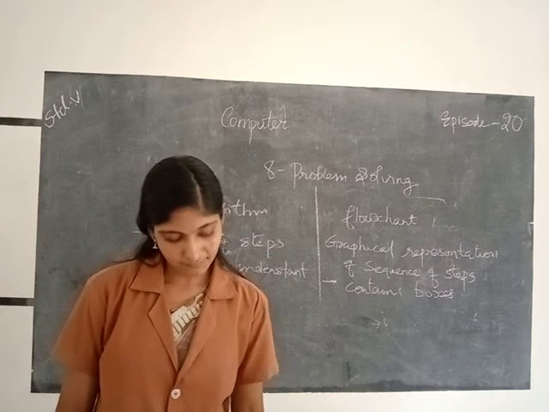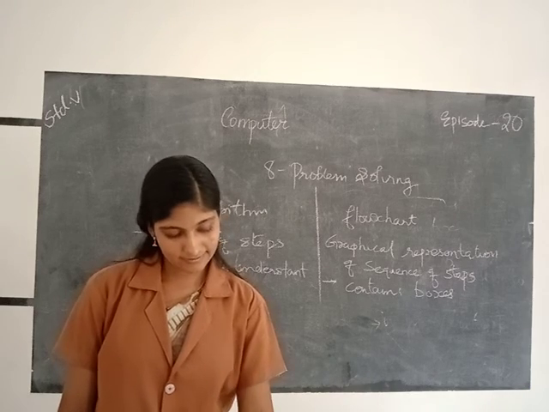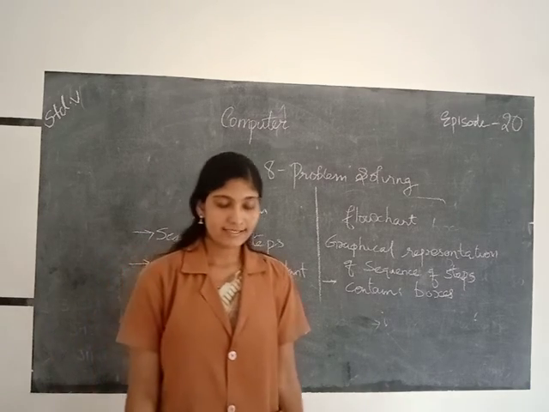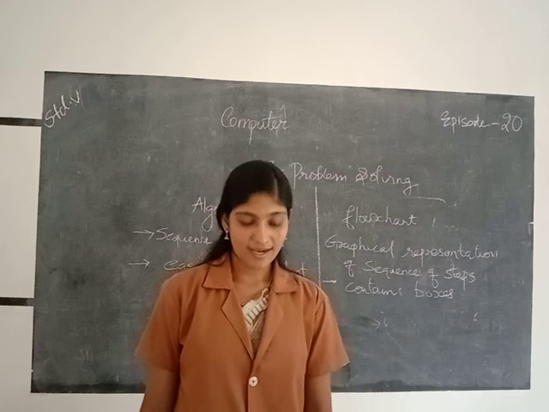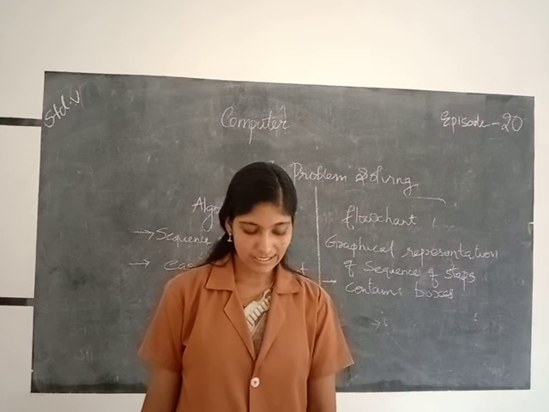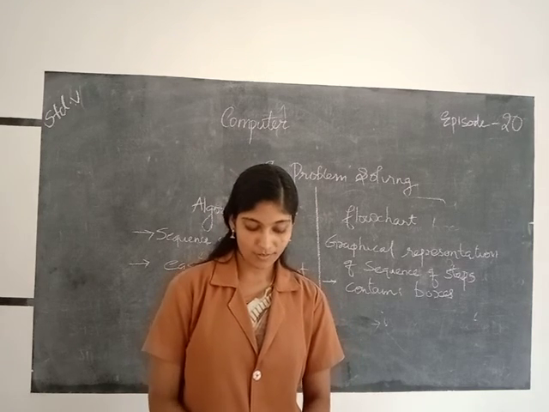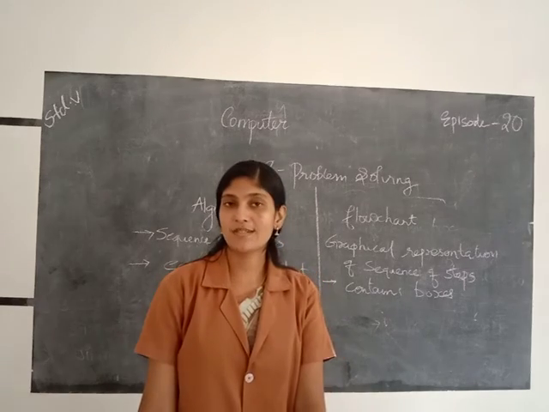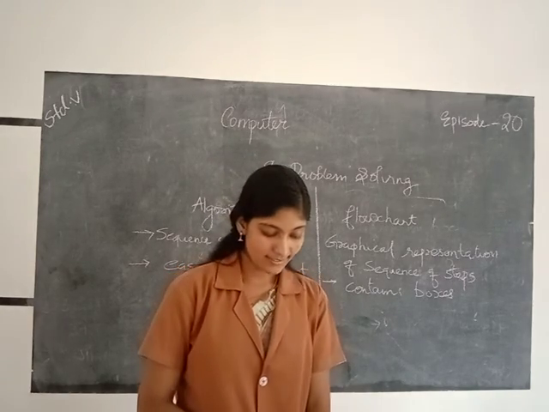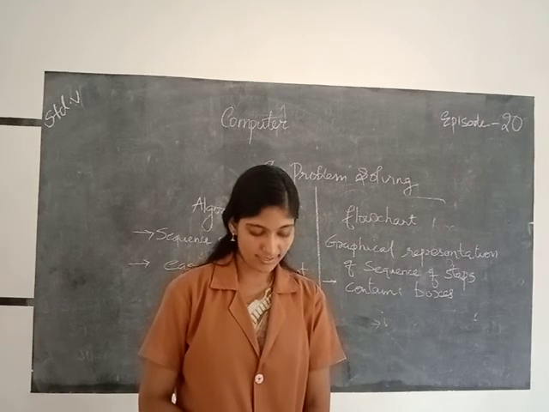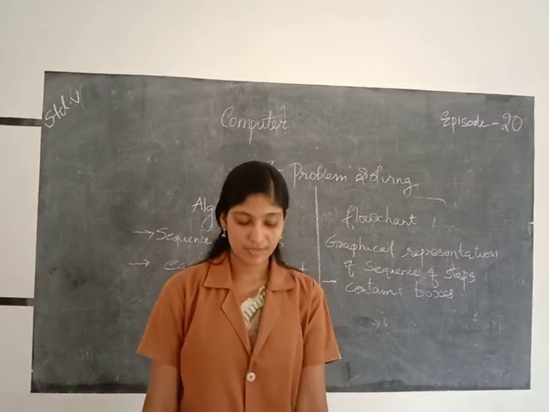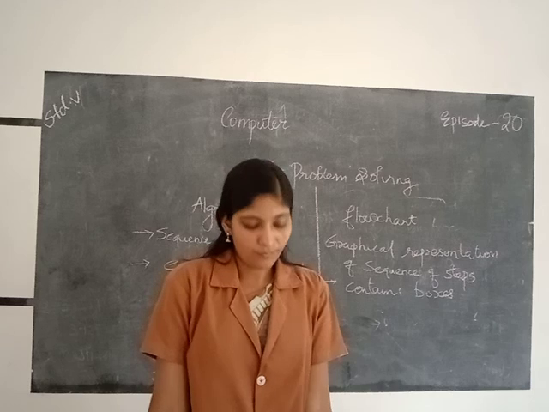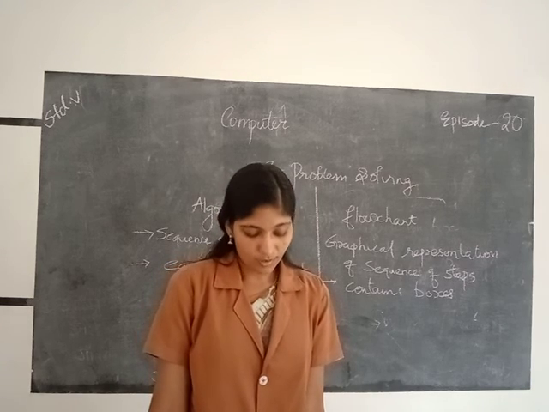Then next is fill in the blanks. A dash is the set of instructions in order to reach a solution of the problem. What is the set of instructions here? That is known as an algorithm. So here the answer is algorithm. An algorithm is the set of instructions in the required order to reach the solution of a problem.